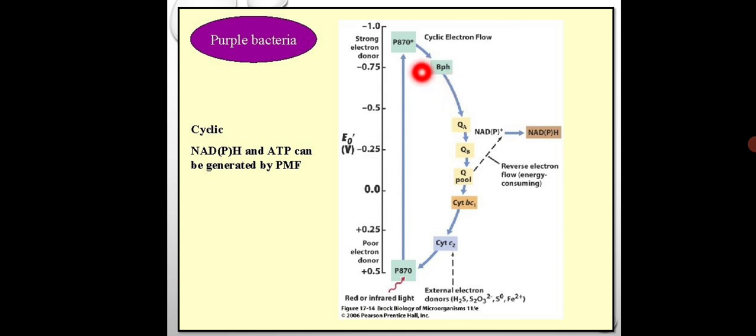After bacteriopheophytin, electrons get transferred to bacteriochlorophyll. Here bacteriochlorophyll is also there, but it is not mentioned in this diagram, but it is present. So bacteriopheophytin and bacteriochlorophyll are the unique components which are not present in the oxygenic mechanism. That is the difference between oxygenic and anoxygenic mechanism.